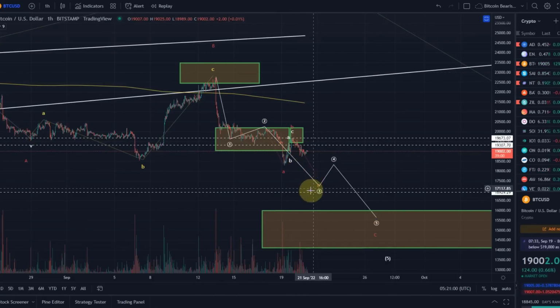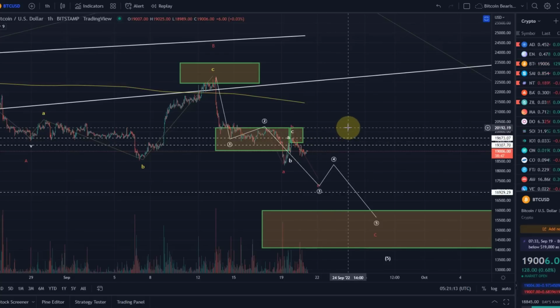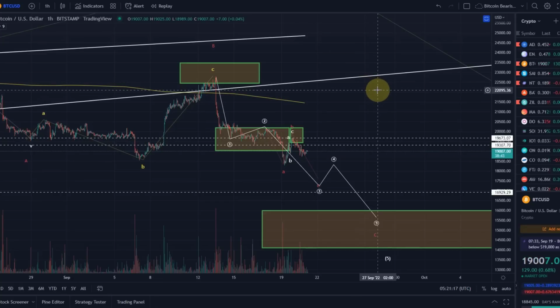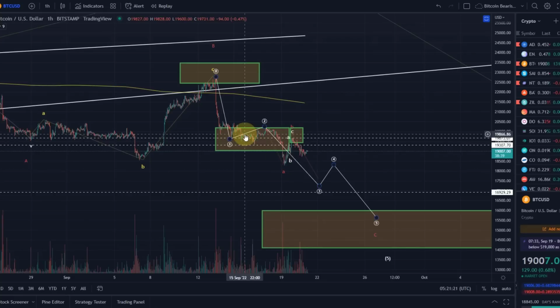So focus on lower, as long as we stay below these key levels. If we go above 19.3, it's the first indication we go higher. Above 19.7, basically, it's a confirmation. And then we have resistance at 20.2k. If we break above that, we could even rally all the way up to 22.1k and still stay in a bearish scenario. Okay, that's my update about Bitcoin.